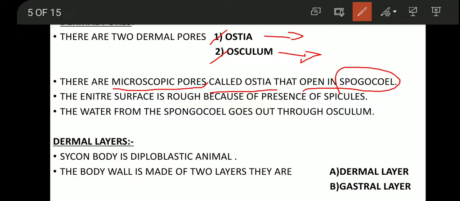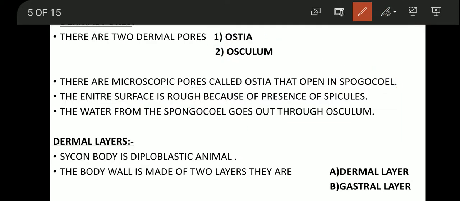The entire surface is rough because of the presence of spicules. Yes, in the earlier video we told that the complete body is rough because they have spicules around them.